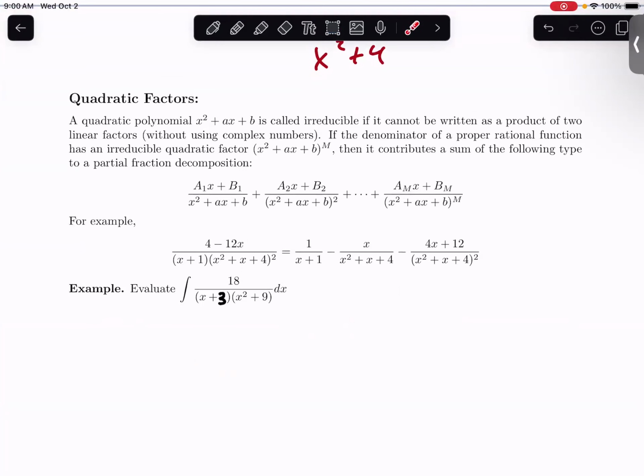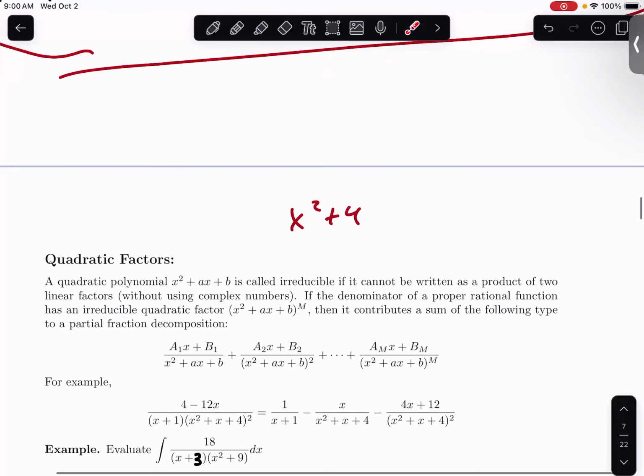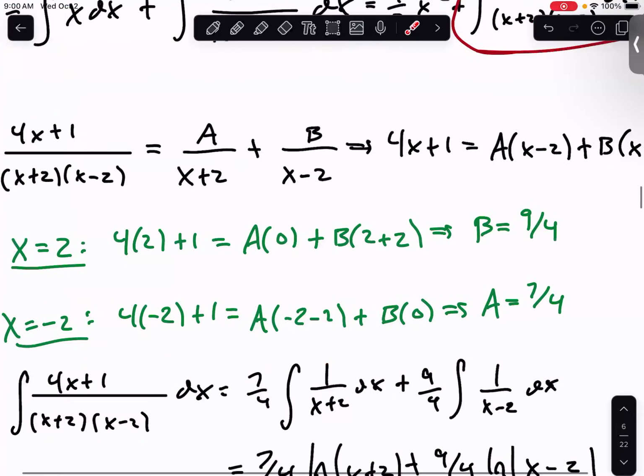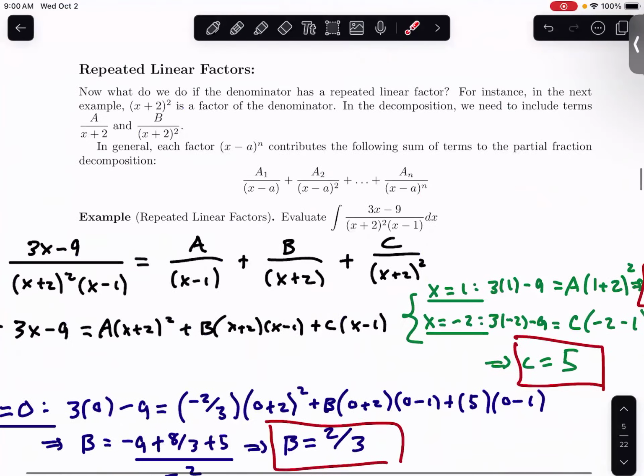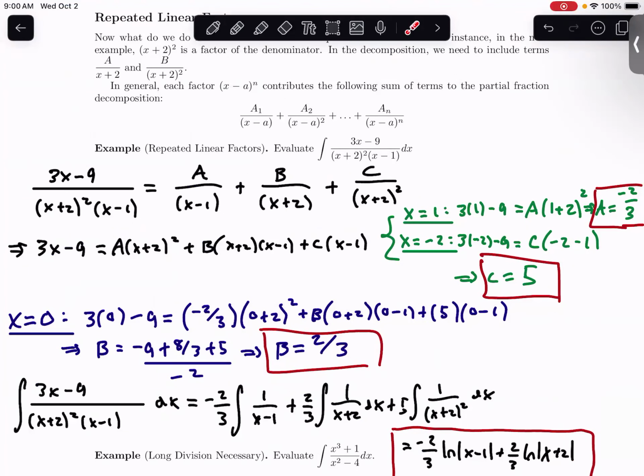We started talking about what happens when we have some sort of proper rational function we want to integrate using partial fractions. And it was a little bit different from what we saw when we just had linear factors, right? When we just had linear factors, looking at this previous example, you just have A over x minus 1, B over x plus 2, and then C over x plus 2 squared. So in the numerator, you just have a constant.